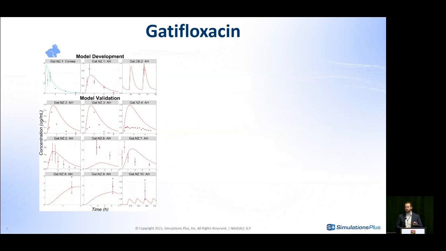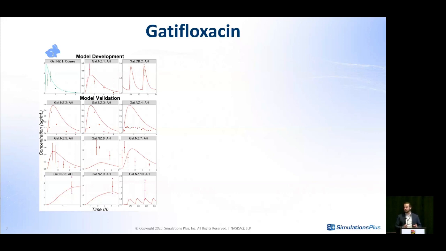Here, I'm showing on the left so far the results for an API called gatifloxacin. It's an ophthalmic solution administered to rabbits. And we used the first data set that had, in green, observed cornea PK and observed aqueous humor in 2 studies. We used those data sets to calibrate some of the parameters in the model.